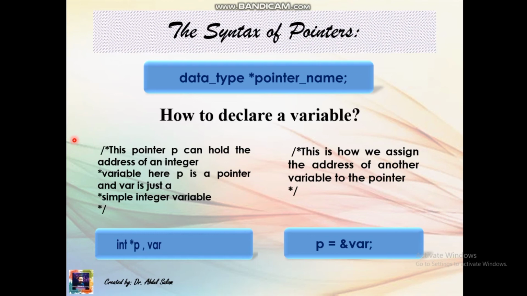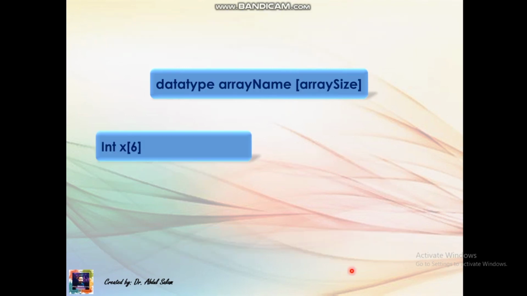How to declare a variable? You can see that int star p. This is the syntax of a pointer, we are declaring a variable using pointers, okay? Int star p equals ampersand var.